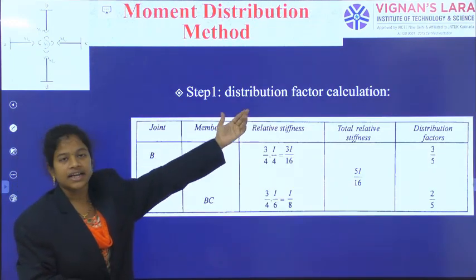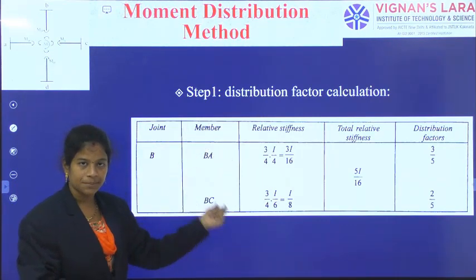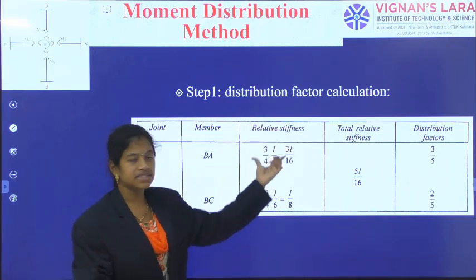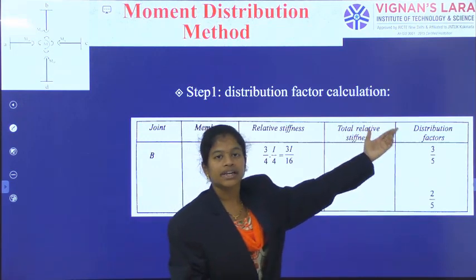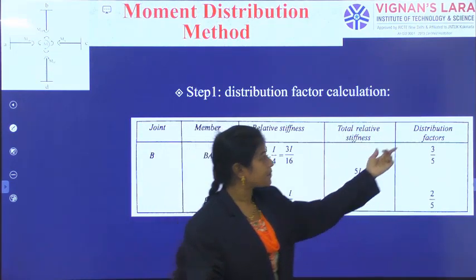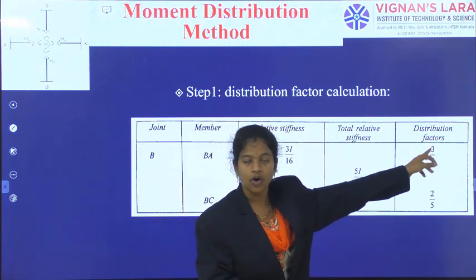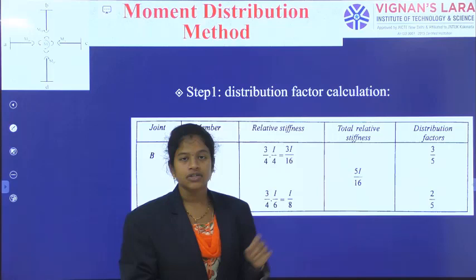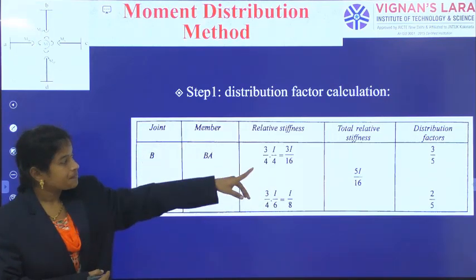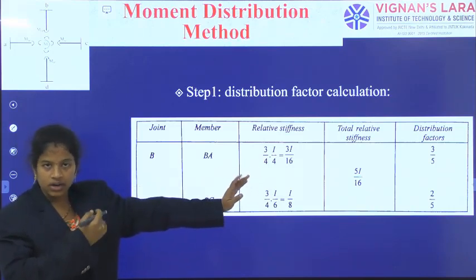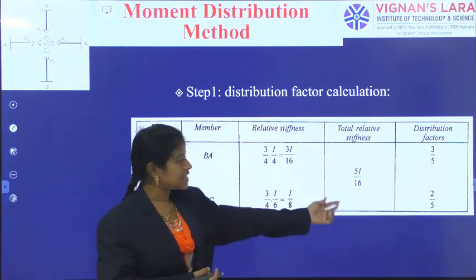So, step 1, the corresponding distribution factor calculation. Firstly, joint B and then members BA and BC. The corresponding BA member's relative stiffness is 3/4 of I by L and then 3/4 of I by L, and the total relative stiffness is the summation of these two, and then the distribution factor is individual by total. So, we have got 3/5 plus 2/5. The distribution factor for the member AB, or BA, is B towards A. That's why you are writing BA. Okay, the distribution factor for BA is 3/5. The distribution factor for BC is 2/5.